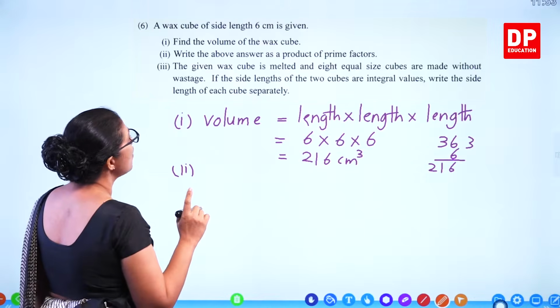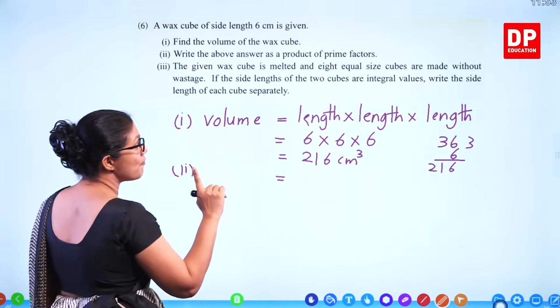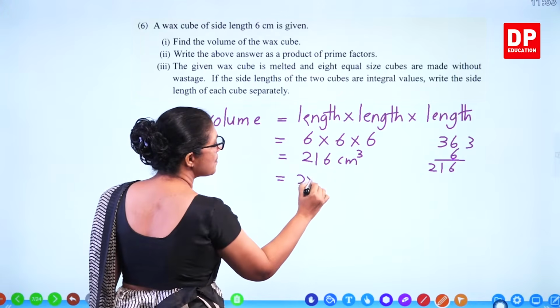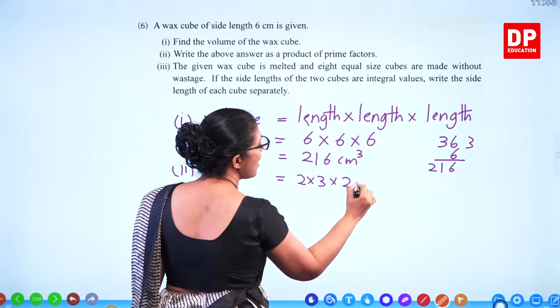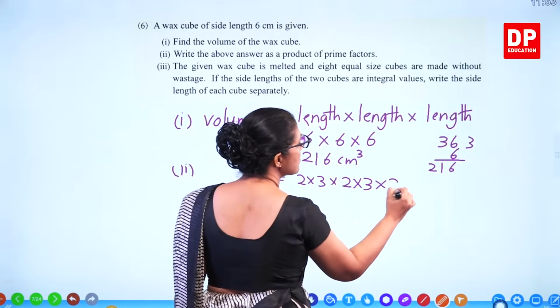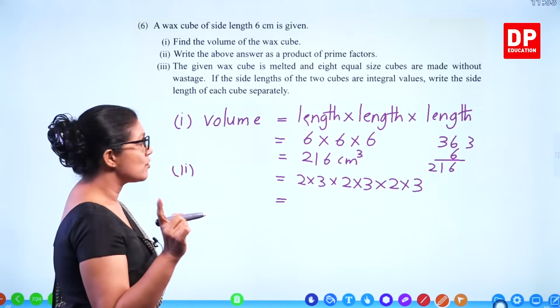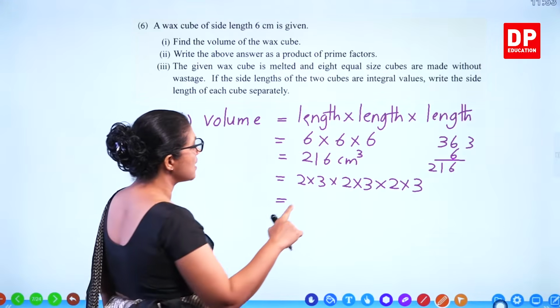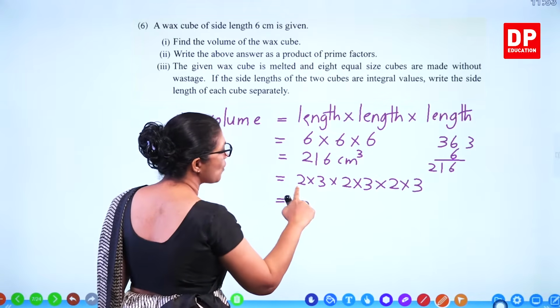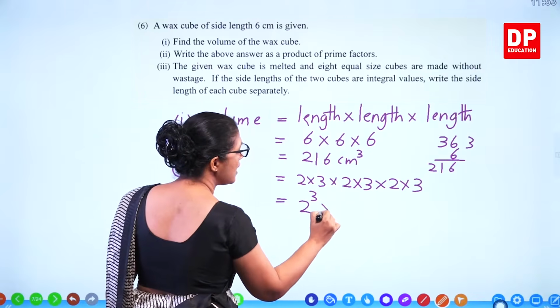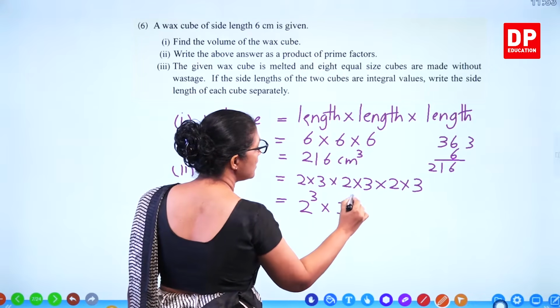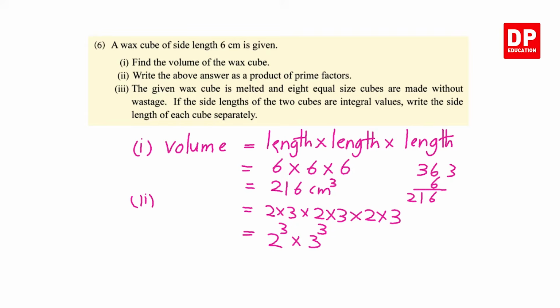Then write the above answer as a product of prime factors. How can we write down this one as a prime factor? 6 is 2 times 3, and again 6 is 2 times 3. Because 6 is not a prime number, so you have to convert to prime numbers. So how many 2's are there? 1, 2, 3. 2 to the power 3 and 3 to the power of 3. So this is cubic centimeters.